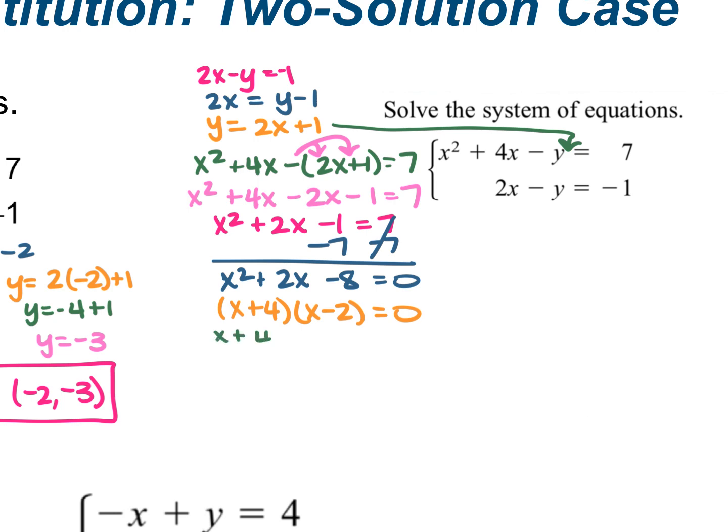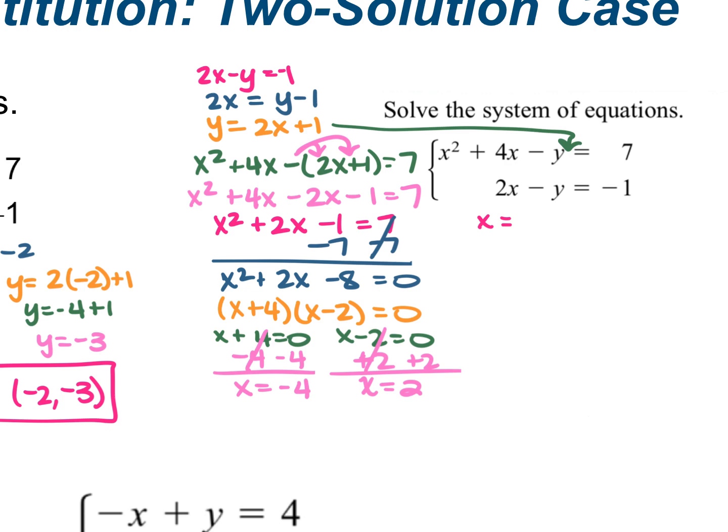Your x plus 4 gets set equal to 0. Your x minus 2 gets set equal to 0. You solve both of these. Subtract your 4 over. You have that x is equal to negative 4. Add your 2 over. You get that x is equal to 2. So we have that x is equal to negative 4 and that x is equal to 2.